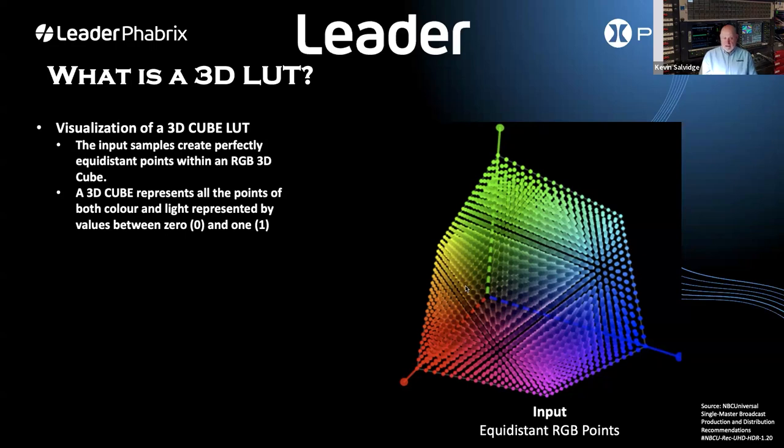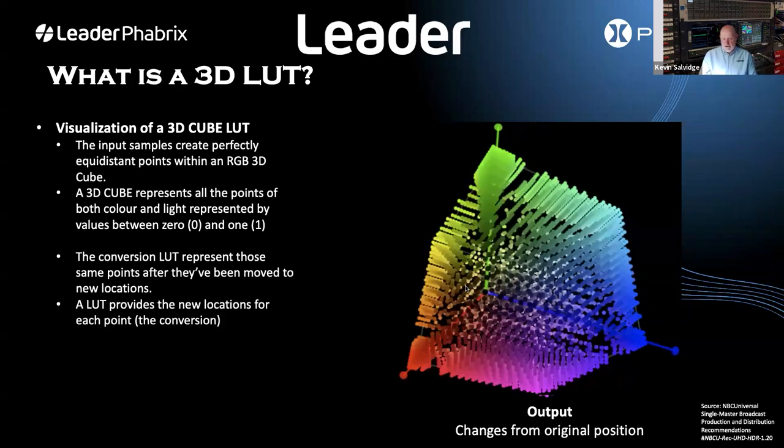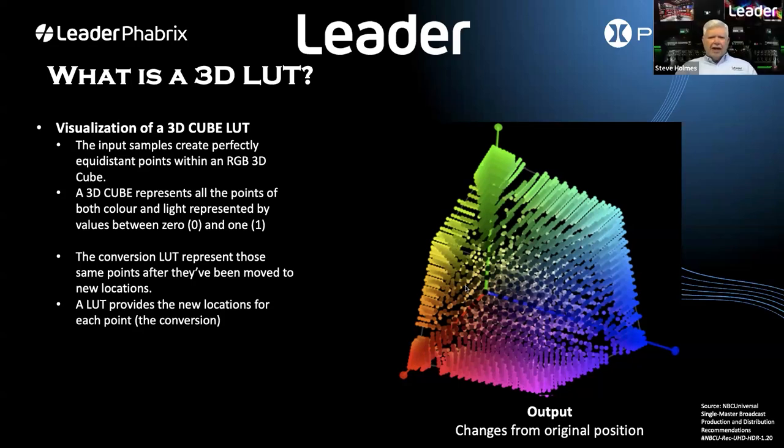And that 3D cube represents all the points of both the color and light, represented by the values from 0 to 1. Then when the LUT is applied, the conversion represents those same points after they've been moved to their new location. The LUT provides these new locations for each point of the conversion. Keep note of some of the gaps that end up appearing, that we're going to have to do something about when we move those color points to a new location.